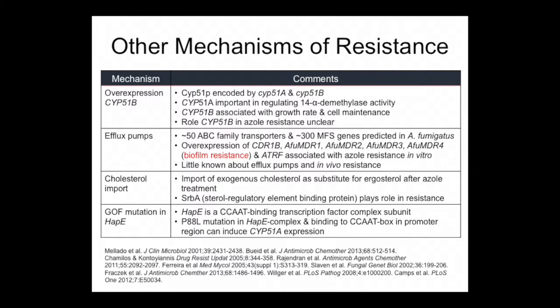There's also been a gain-of-function mutation within HAP-E, which is a CAT-binding transcription factor complex subunit. And when you have that gain-of-function mutation within the HAP-E complex, you can have binding to the CAT box in the promoter region, and this can actually induce the expression of CYP51A.